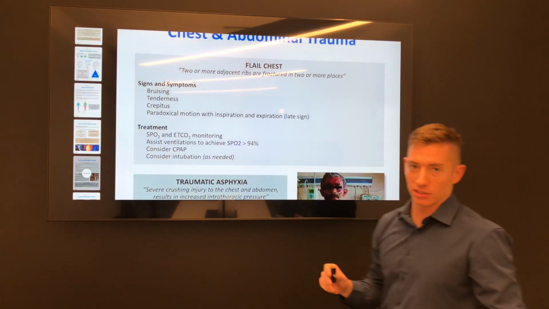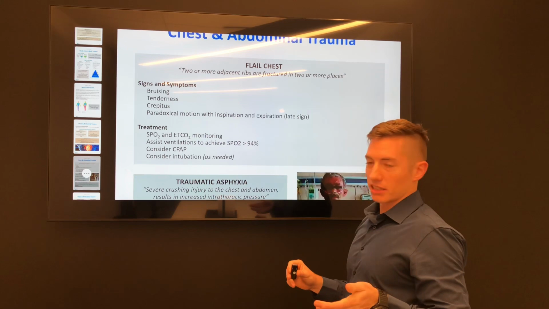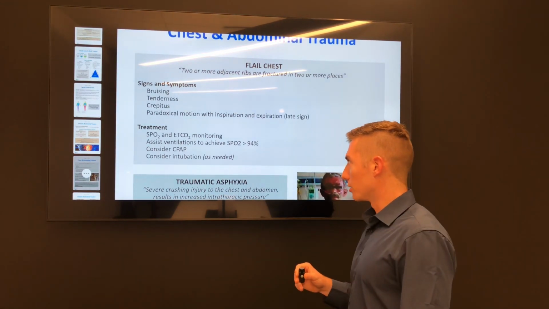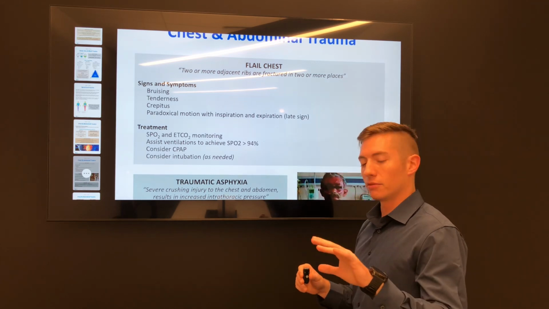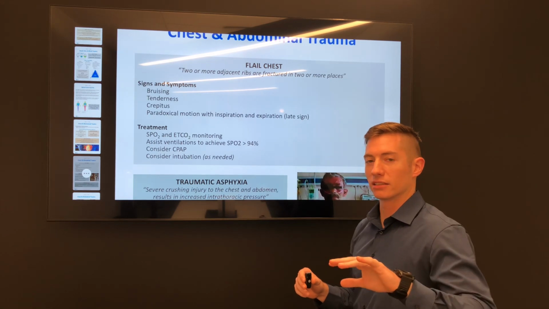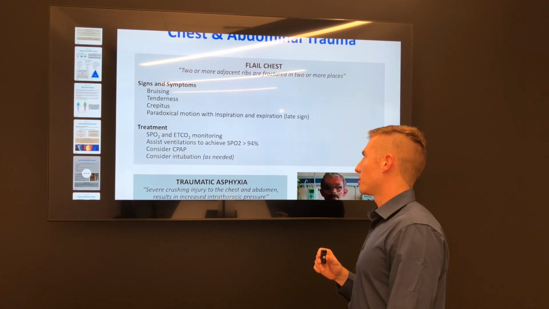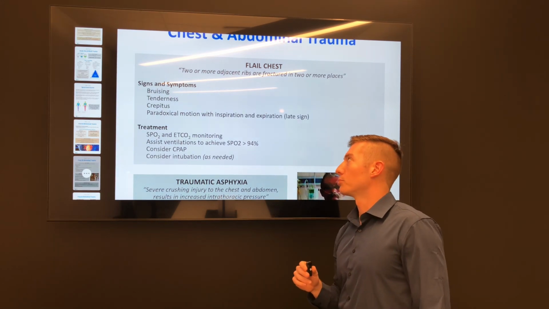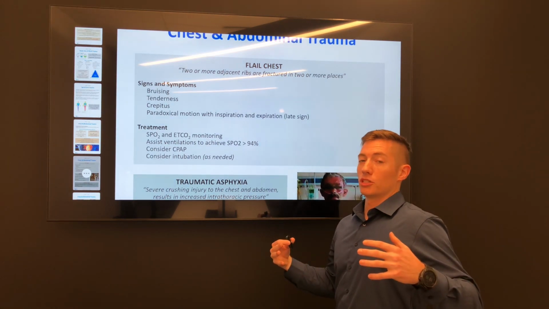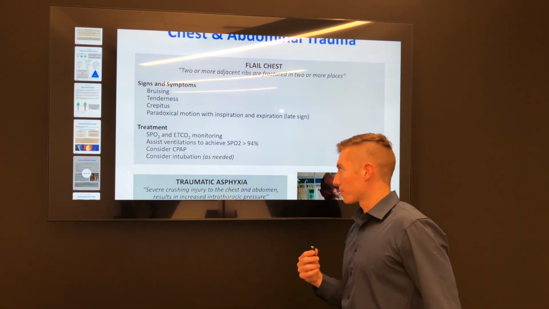So bruising, because that's probably what caused it. There was some blunt force trauma. Tenderness, just like tenderizing chicken breast. If you beat it right, it's very tender. Crepitus, so that's more that you feel the bones crackling, not the emphysema, the bubble pop. Paradoxical motion with inspiration and expiration. So as you breathe in, my chest goes out. Well, one side of the chest is going to go inward and the other one's going to do the opposite.